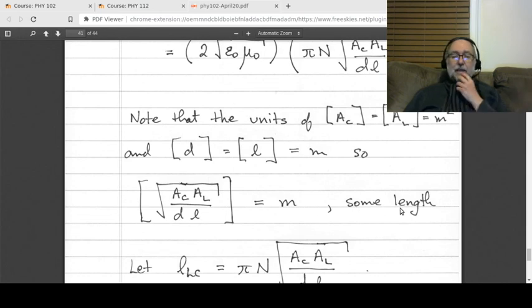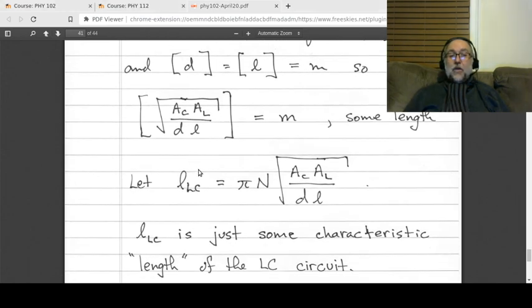And you go, what is this length? Well, I don't know. But we can call it the characteristic length of the LC circuit. And so I'm just going to define the characteristic length of this LC circuit as that pi, which I decided to lump in with this, the n, the number of windings. It was n squared under the square root, but when it came out it's n, multiplied by this quantity here. Okay? And so now this LC, it's just some characteristic length to the LC circuit.